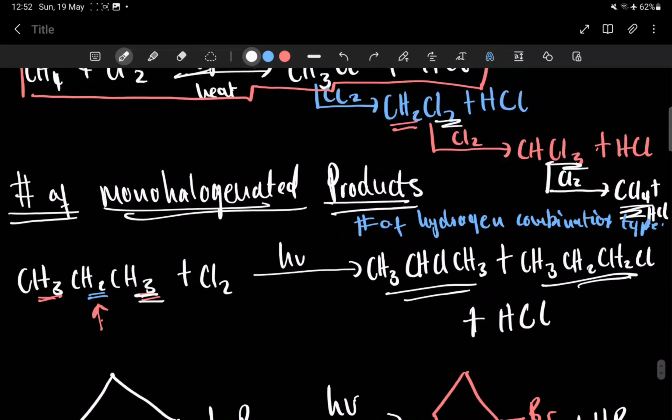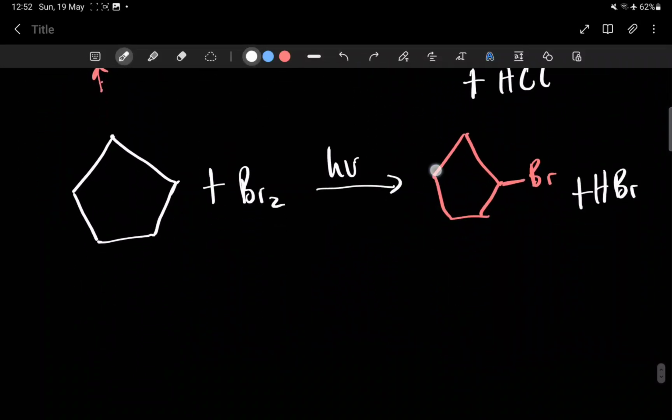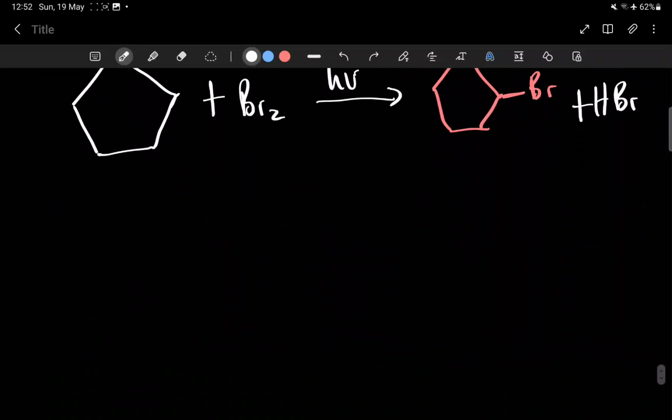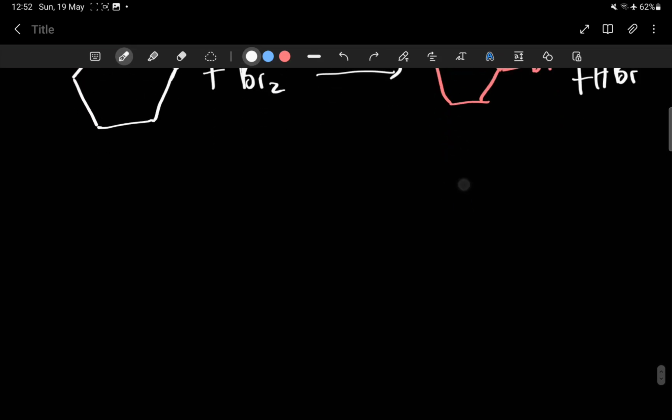So that's the first thing we need to know about this reaction, the number of monohalogenated products. The last thing we've got to know is the reaction mechanism, and I'm going to do it in the next video. Bye for now.